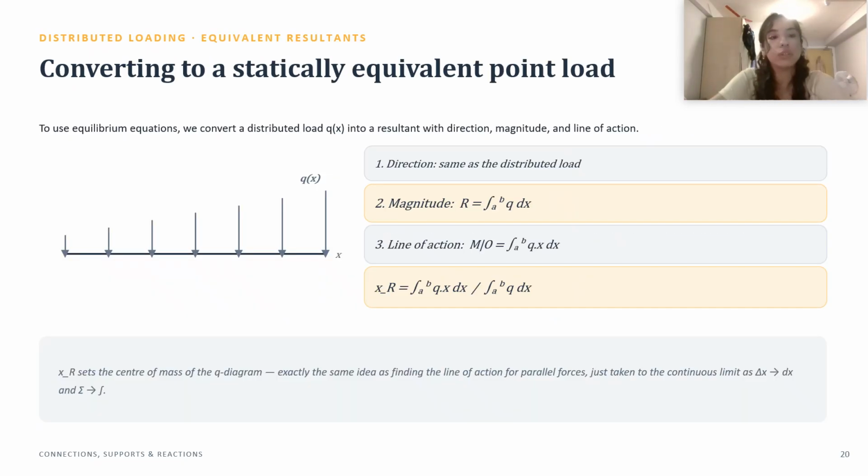So now, if we want to use equilibrium equations, we have to convert a distributed load into a resultant with direction, magnitude, and line of action. Here we see there is a body, and the load, which we call Qx, is distributed in this triangular shape. But if we find the resultant force of all of them, it's kind of like finding one resultant force. That's all.